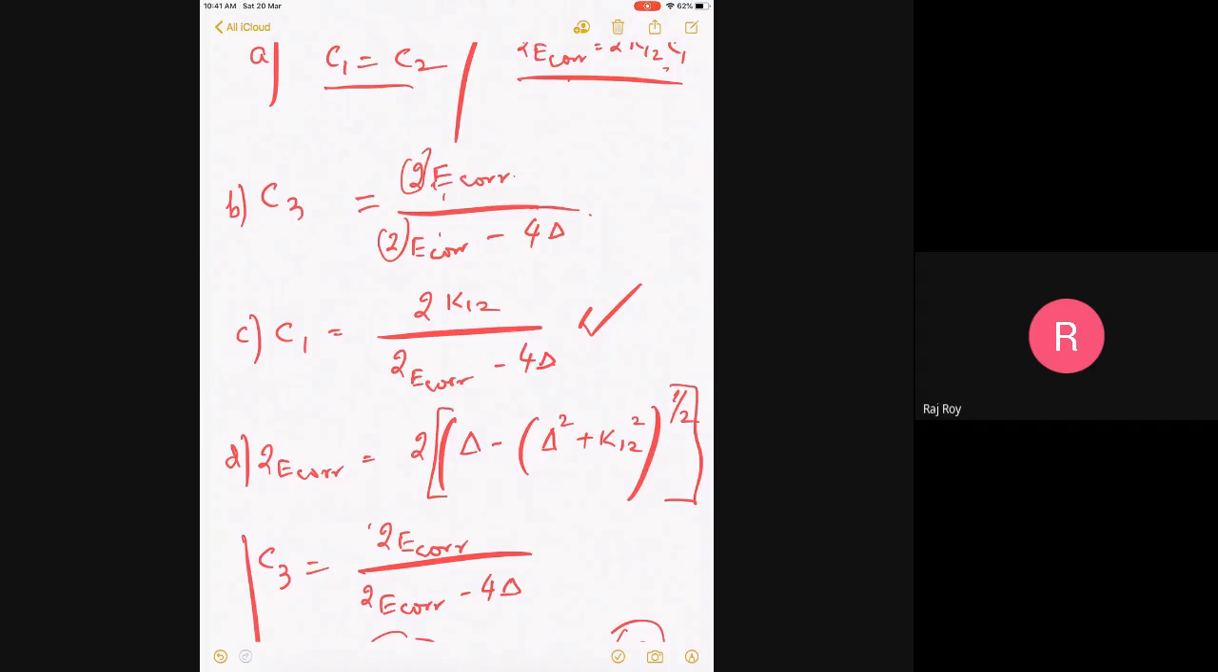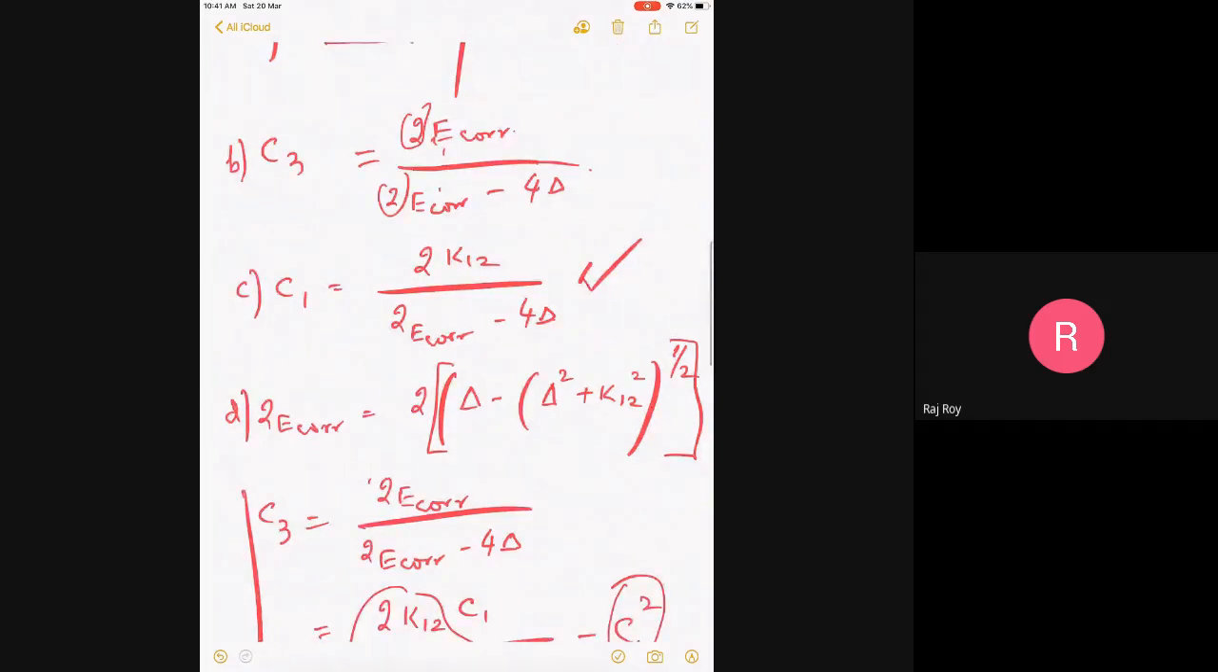And you can now see, most importantly, that the correlation energy is twice the monomer energy. So the dissociation limit results are properly obtained. Please let me know if there is any confusion from this part.